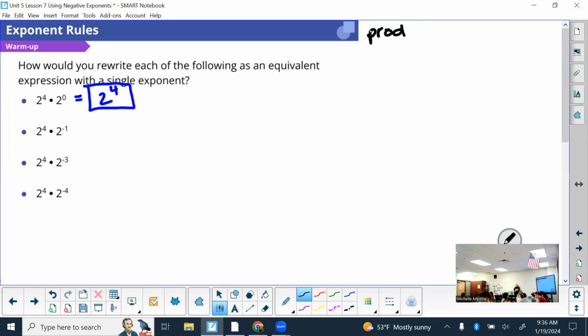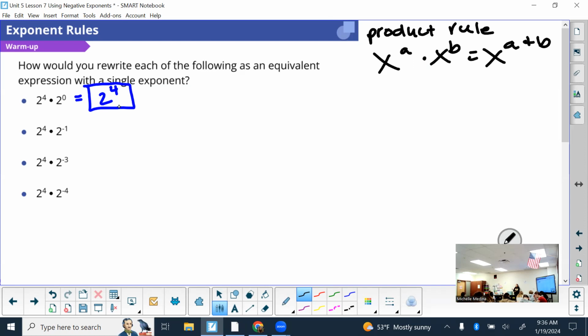That's called the product rule for exponents. If you don't remember it, and don't have your notes out, maybe rewrite it on the side. If I have bases that are the same, like the 2 would be the base, and the bases are being multiplied together, you can add the exponents. So same base, 4 plus 0 is 4.